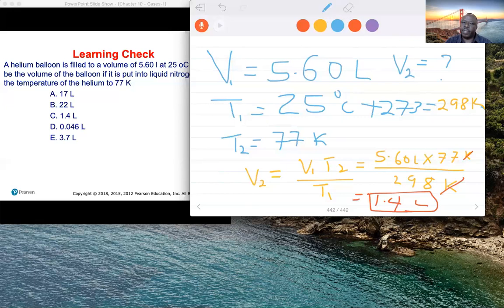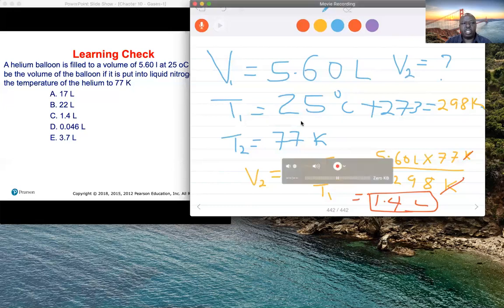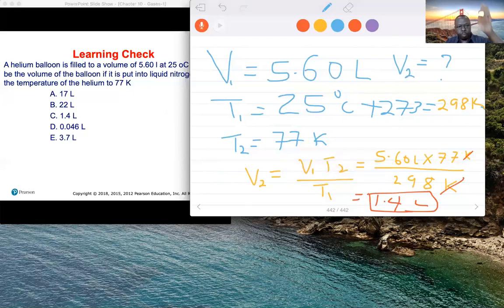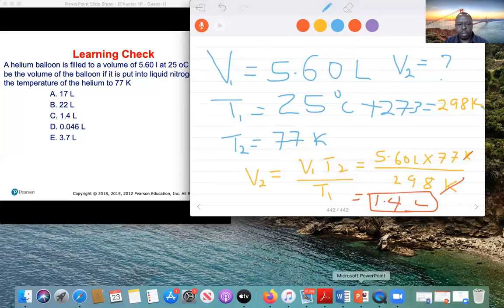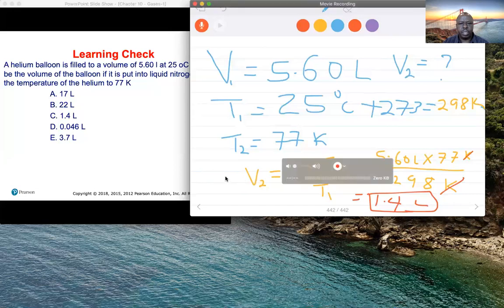No, even if the multiple choices are in degrees Celsius, you have to solve the problem with the temperature in Kelvin, and then you change your final temperature to degrees Celsius, and then you pick the correct multiple choice for your problem. Okay, so that is what I wanted you to understand in terms of Charles' law.